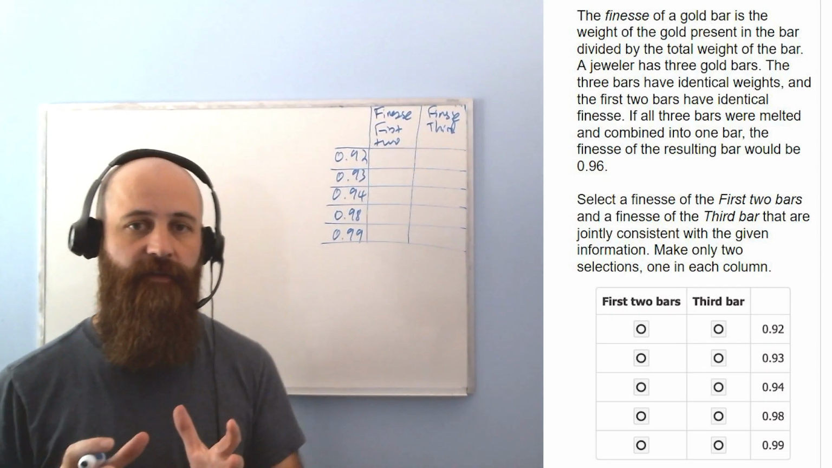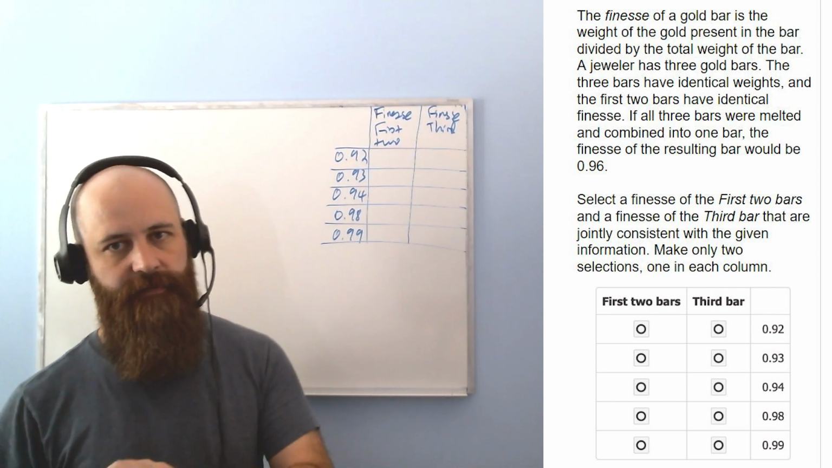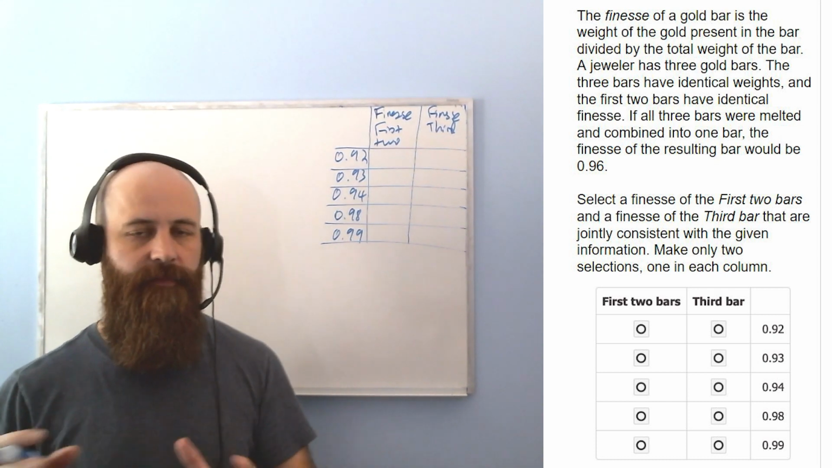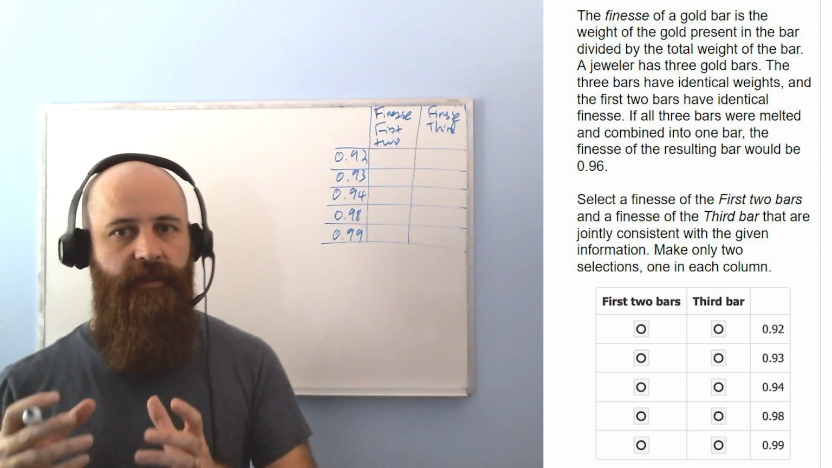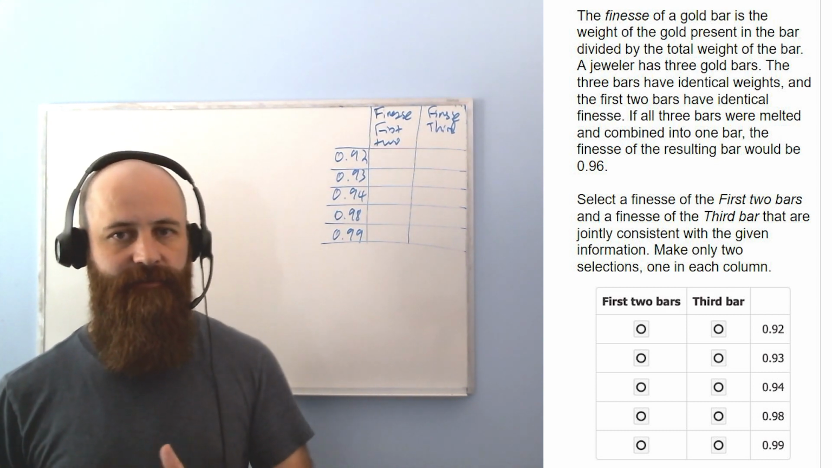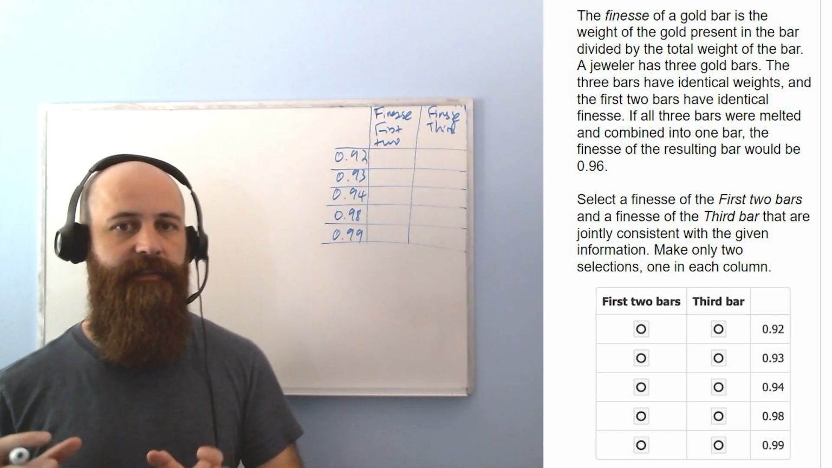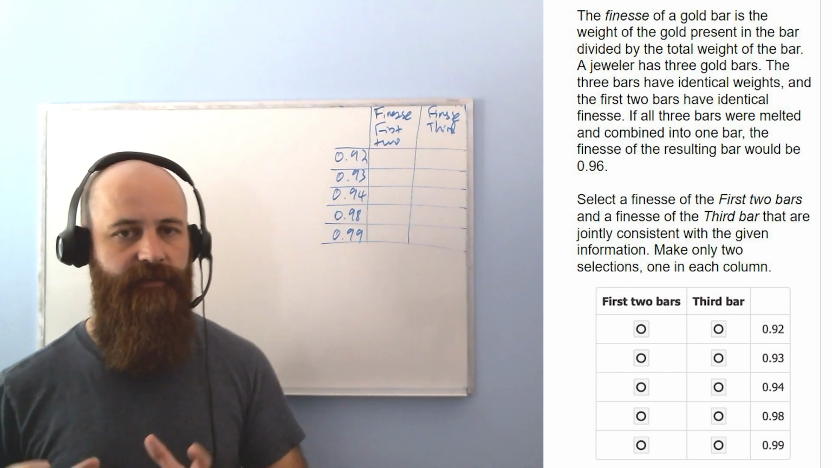All right, let's take a look at this one. The finesse of a gold bar is the weight of the gold present in the bar divided by the total weight of the bar. A jeweler has 3 gold bars. The 3 bars have identical weights, and the first 2 bars have identical finesse. If all 3 bars were melted and combined into one bar, the finesse of the resulting bar would be 0.96.